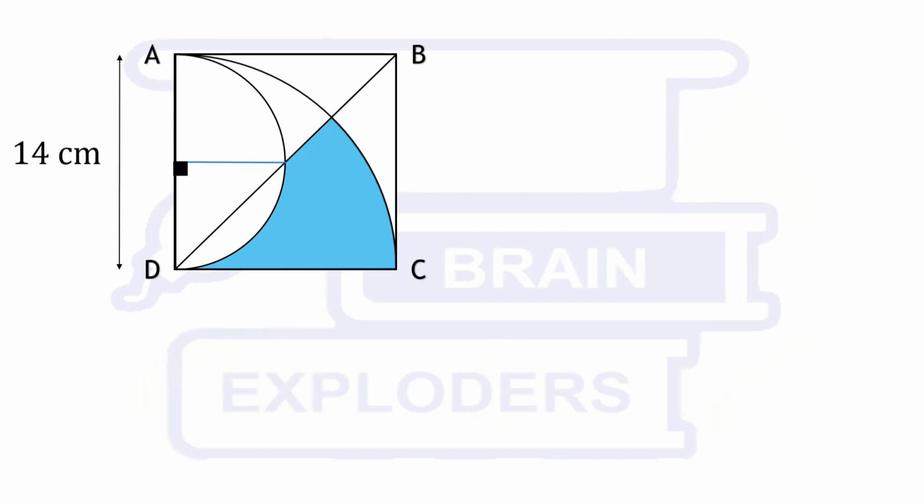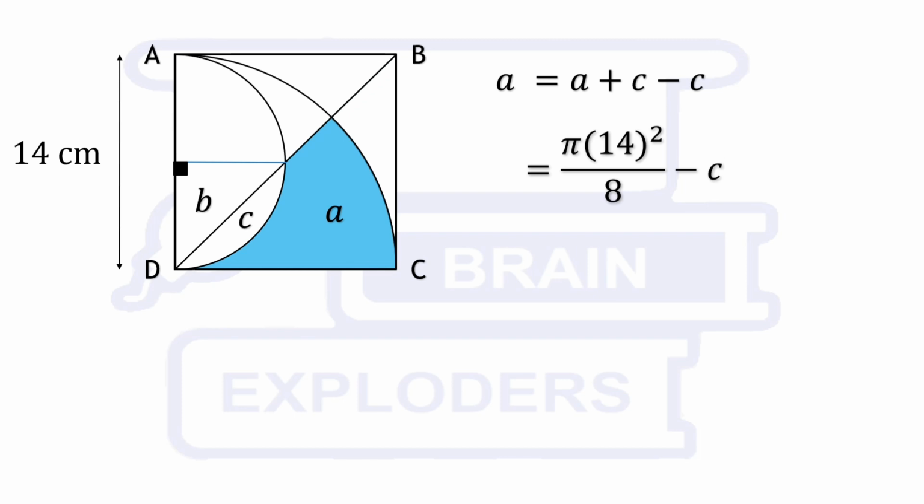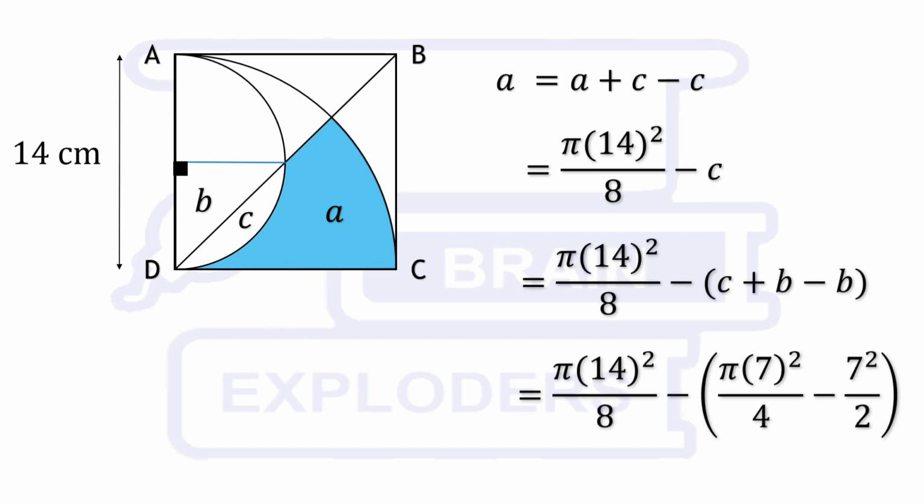Let us assume that the areas of these parts of the figure are A, B and C, where we have to calculate A. A can be written equal to A plus C minus C. A plus C is pi over 8 times 14 squared. C can be written as C plus B minus B. C plus B is a quarter circle. Its area is pi times 7 squared over 4, because the radius of the semicircle is 7 centimeters.